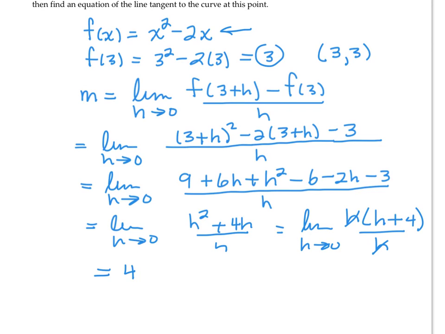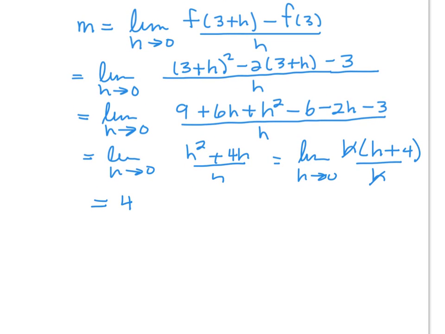Now I want to write an equation for that tangent line. I know that every non-vertical line has an equation of the form y equals mx plus b, where m is the slope and b is the y-coordinate of the y-intercept. Well, I know what the slope is in this case. It's 4. So I can at least say this much.